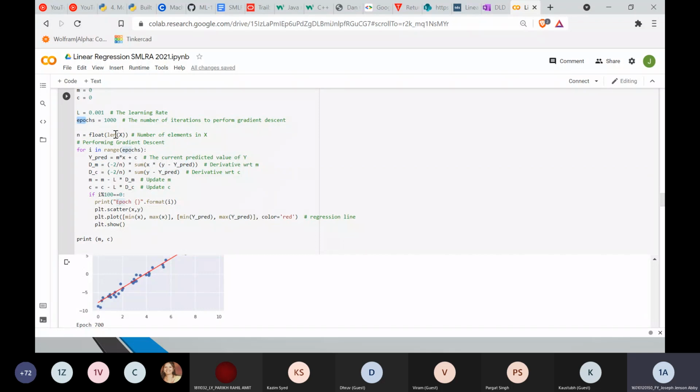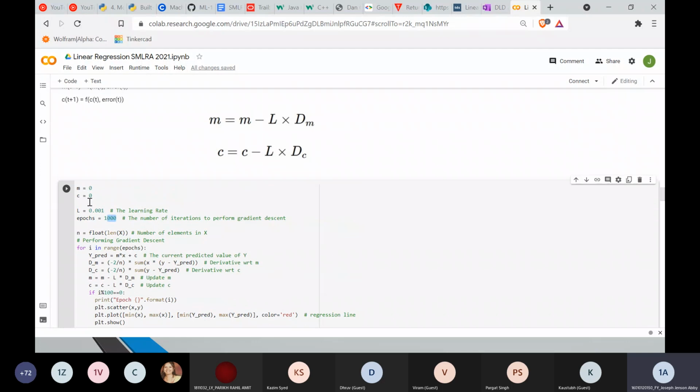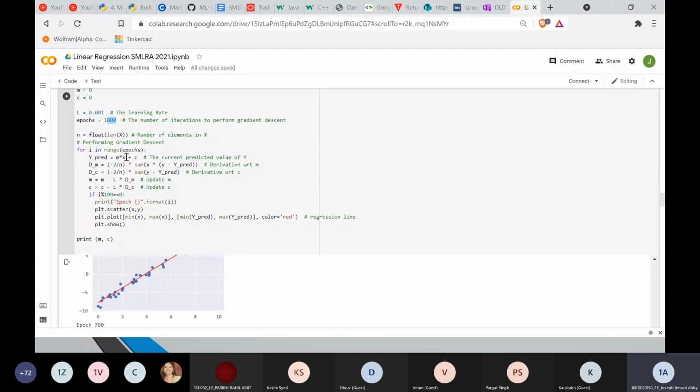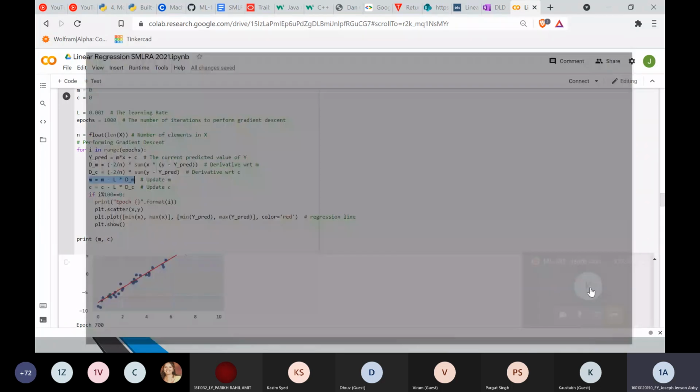Epoch is the total number of times you are running the algorithm, as I mentioned earlier. So 1000 times you are running the algorithm to get the best values of m and c. All right. Every time, m and c are updated separately, so it will gradually reach the best values. Does anyone have any doubt?